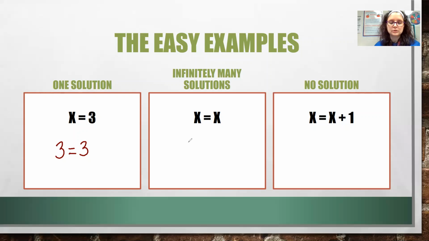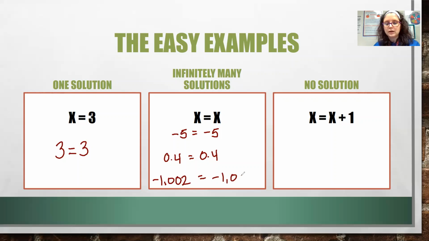In infinitely many solutions, many different numbers could make this statement true. So let's say x equaled negative 5. So negative 5 we replace with the first x, and negative 5 we replace with the second x. And it is true that negative 5 equals negative 5. We could do 0.4 for x. And 0.4 does equal 0.4. This is a true statement. We could do negative 1,002 for x. And on the other side, we would substitute in negative 1,002. These are all true statements.